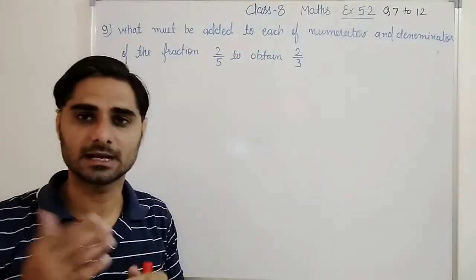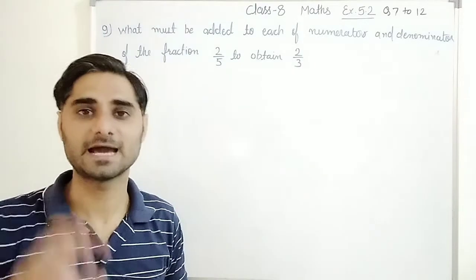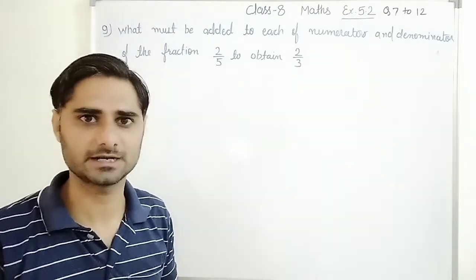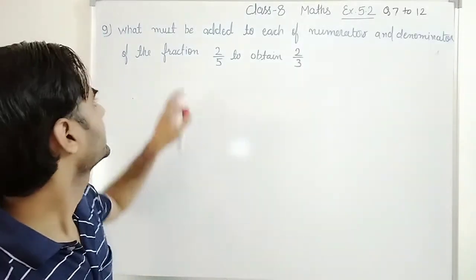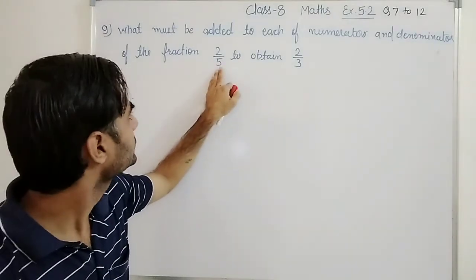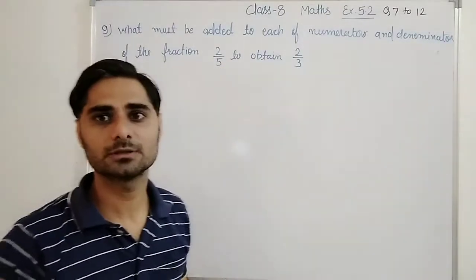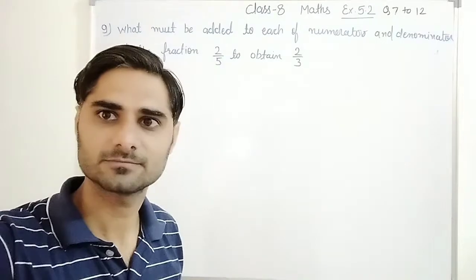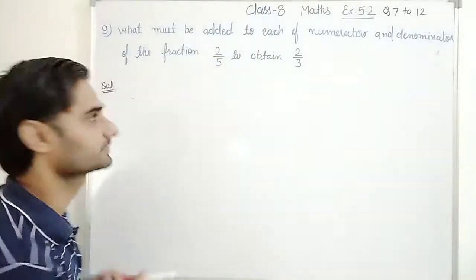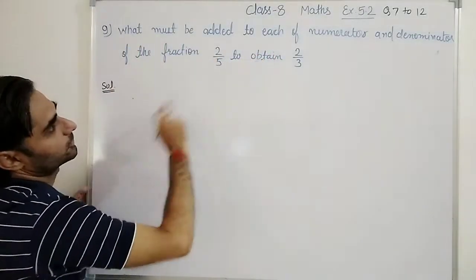We have to add to the numerator and denominator separately. We have to add the same thing, but what should we add so that the fraction becomes 2 upon 3? So let us see. Now see the solution. See what must be added to the numerator and denominator.